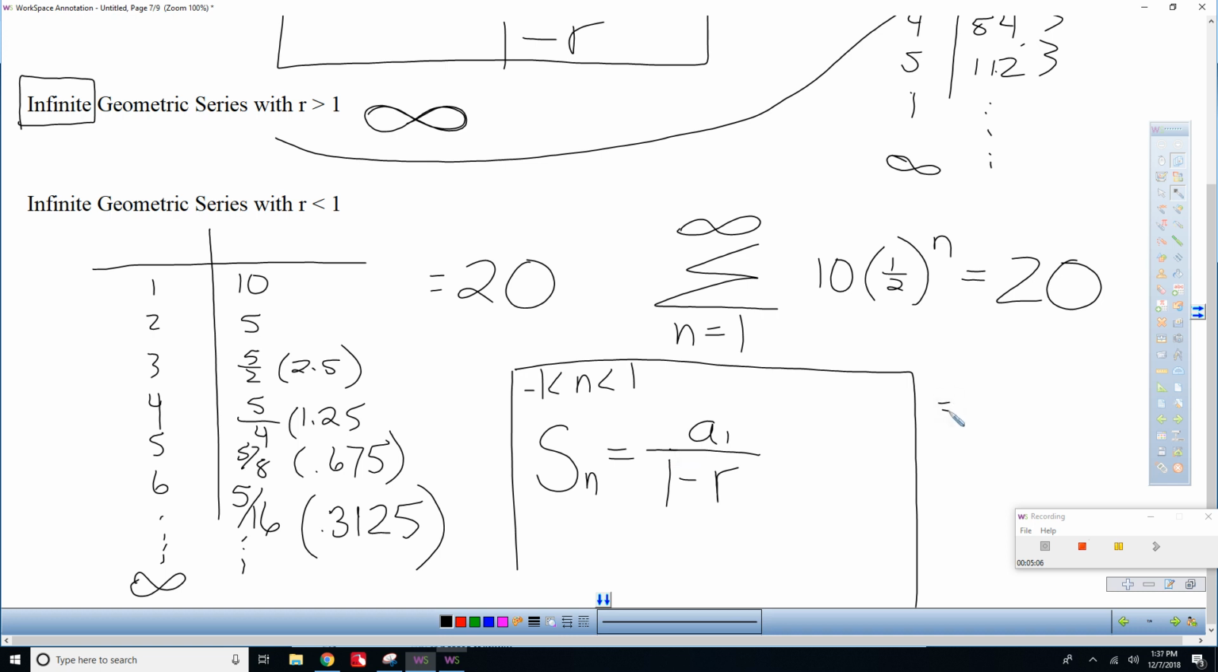So how did we get 20? It was our first term, 10, divided by 1 minus, what was our r? Our r in this case was a half. How did we get from 10 to 5? We multiplied by a half. Then we multiplied by a half again, and again. Our r is a half. So then you get 10 divided by 1 half, and that indeed is 20.